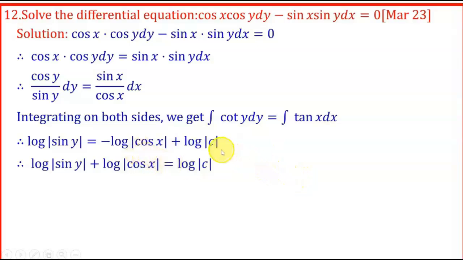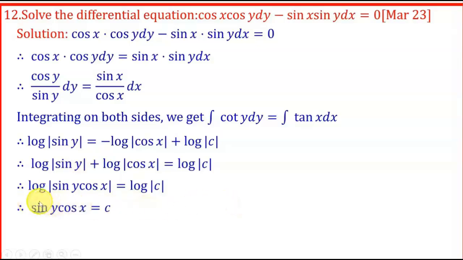Also the constant in terms of log, that is log of mod of c. Okay, shift this minus log of mod of cos x to the left hand side, it will become plus. Log m plus log n, that is log of m into n, is equal to log of mod of c. Taking the antilog on both sides, or cancelling log on both sides, then you will have sin y into cos x is equal to c. This is the solution.